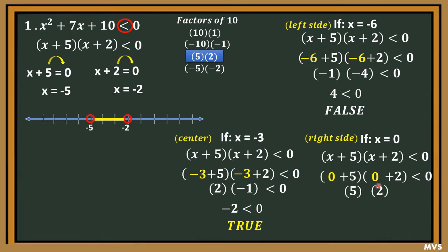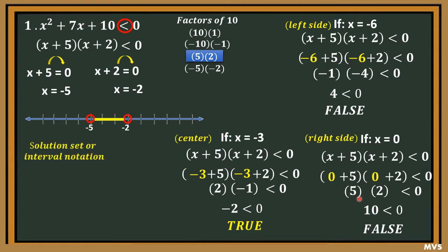0 plus 2, positive 2. Just copy less than 0. Then multiply the 2. That is 10. Is 10 less than 0? No, that is false. It means that the right region is not included in the solution set.